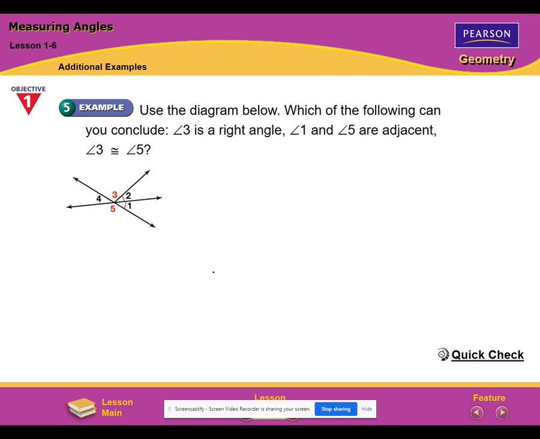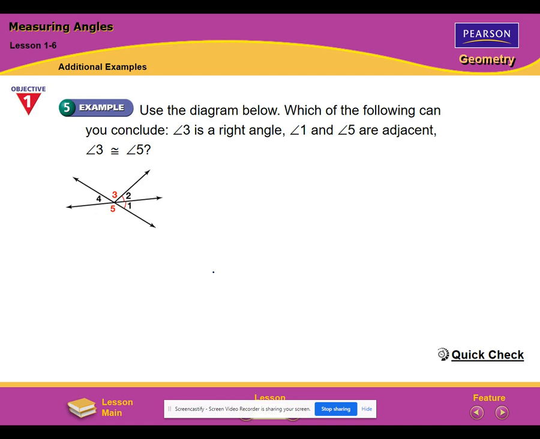All right, one more example. It says, use the diagram. Which of the following can you conclude? That angle 3 is a right angle. Let's just take them one at a time. Could you conclude that angle 3 is a right angle? I see no information that would cause angle 3 to be a right angle.